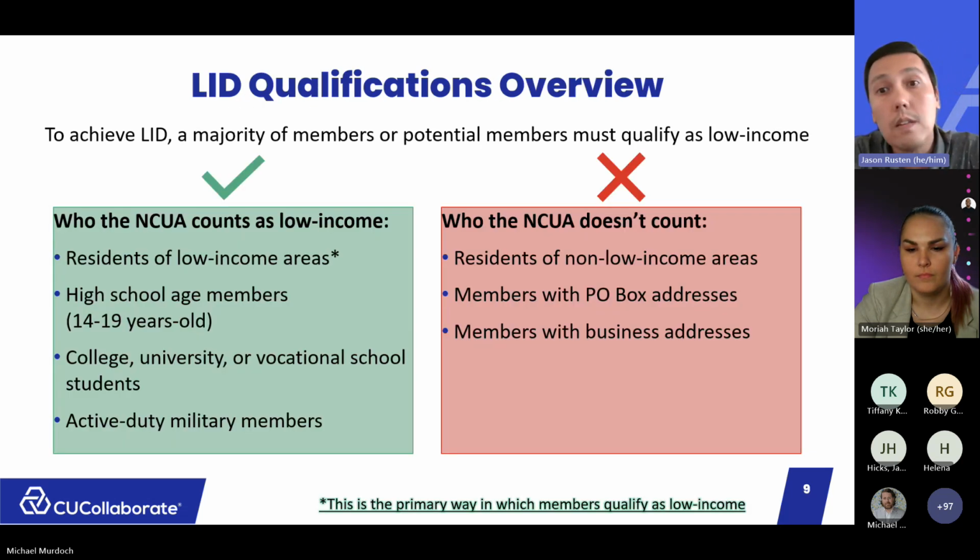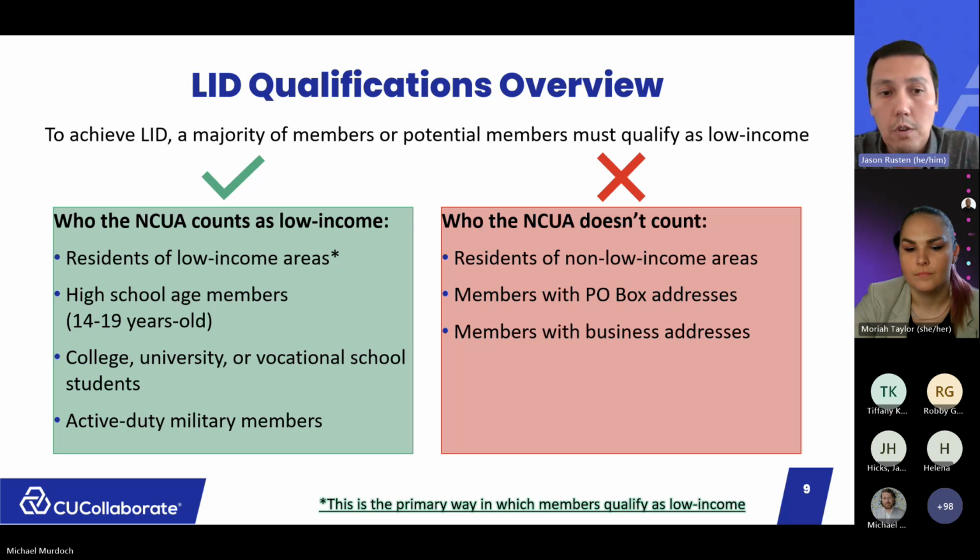So any resident of an area that qualifies as low income, so that'll be the subject of the bulk of the presentation, is the NCUA has a workbook that lists all these areas. Other populations that count, high school age members also qualify as low income. What the NCUA does there is they will count all the members between the ages of 14 and 19, and they will apply attendance rates, so school enrollment rates from the census, to determine the number of LID qualifying high school students in your membership.